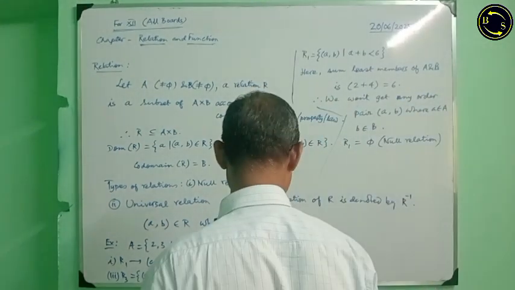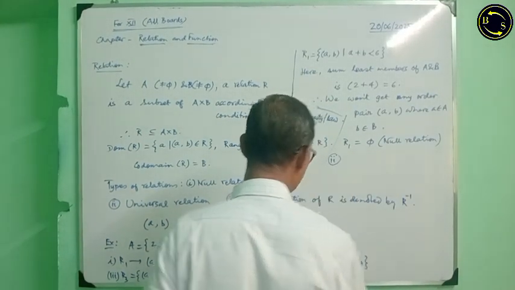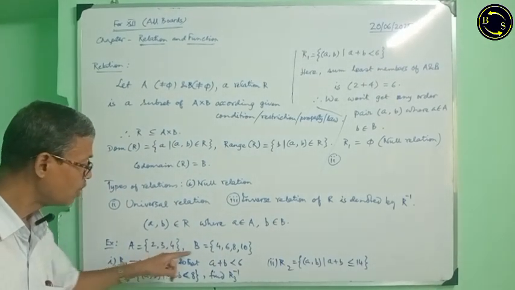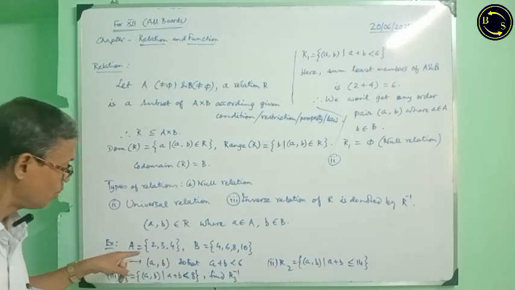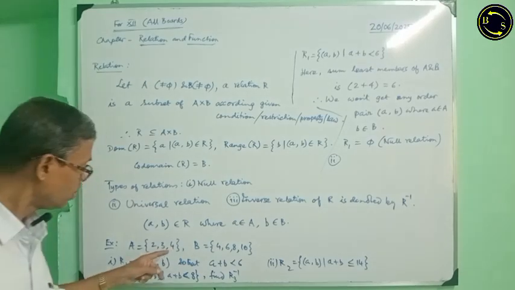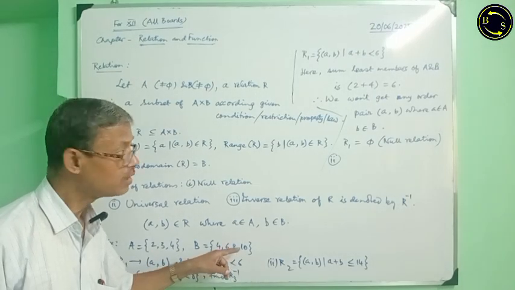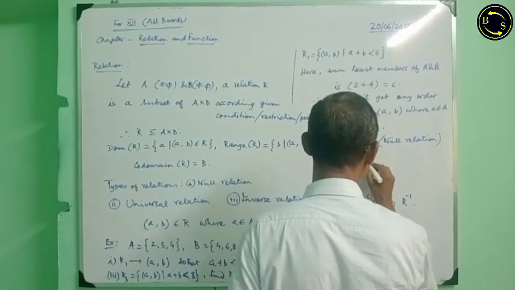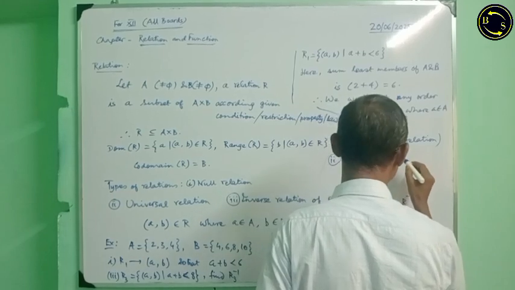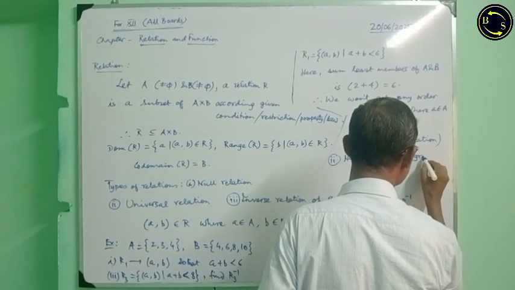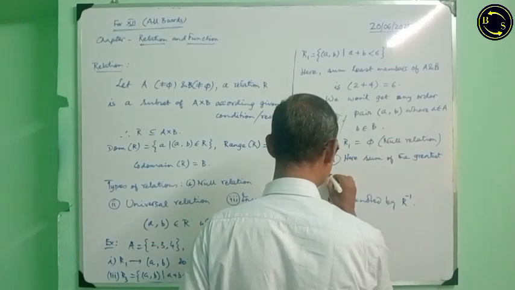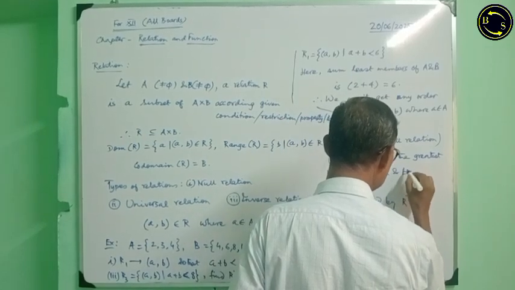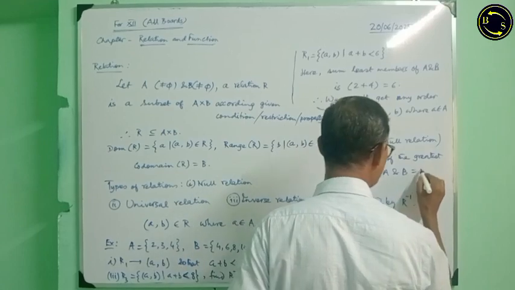Then we take number 2. Here we find the sum of greatest members of those two sets A and B is 4 plus 10, that is 14.